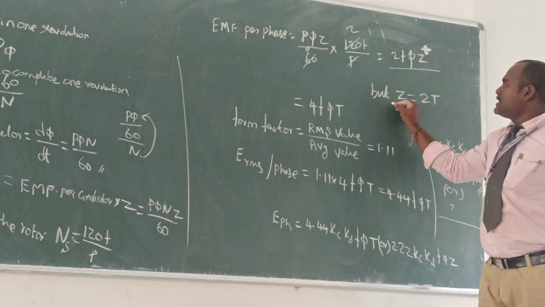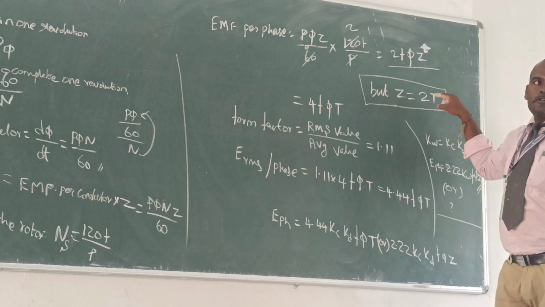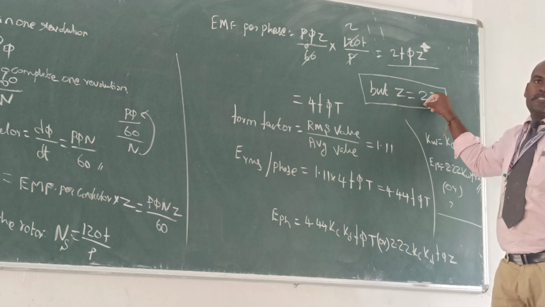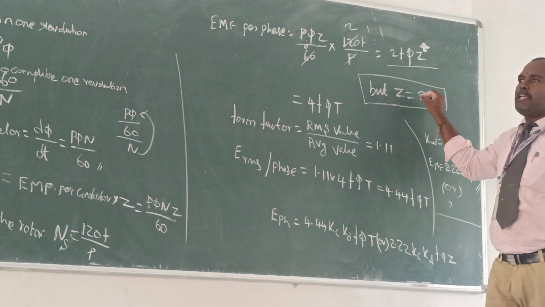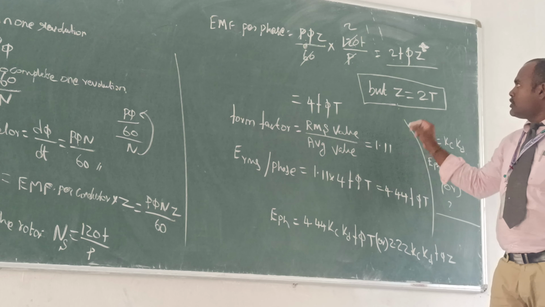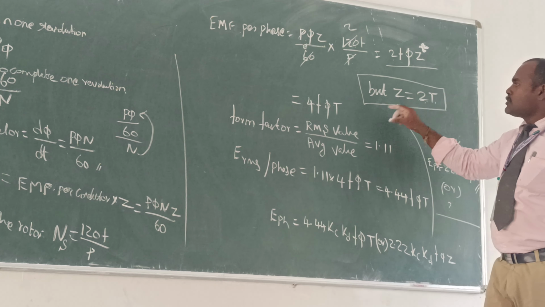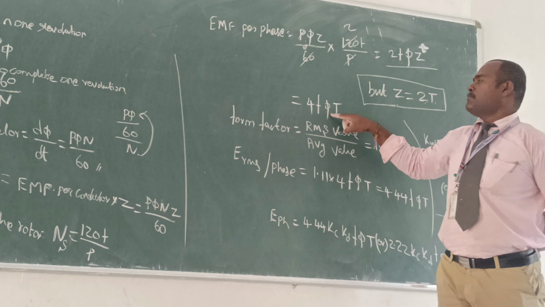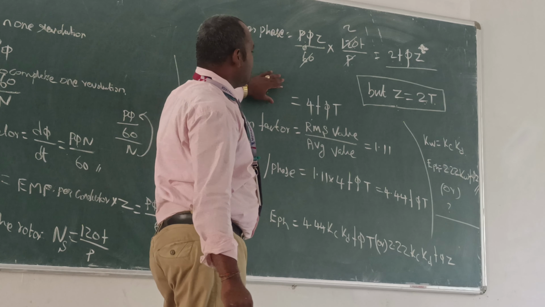But we know the general formula: the total number of conductors should be equal to 2 into the turns per phase, that is the actual formula for Z. Total number of conductors is twice the turns per phase. So 2T, you can replace Z with 2T, so you get 4 F pi into T. That is the EMF per phase, the actual EMF per phase equation.